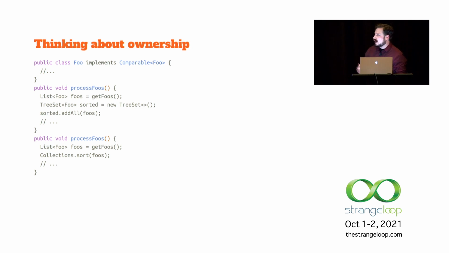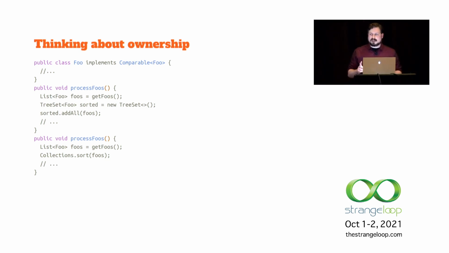So here I've written some Java on the slide, and there are two alternative methods for processing foos that process them in different ways. The first step in both of them is to sort the list. And this is done in two different ways. In one case, it's put into a TreeSet, which is a sorted collection, and by adding it to it, it will implicitly sort them. And the second is by calling sort, a standard library function, on the list itself.